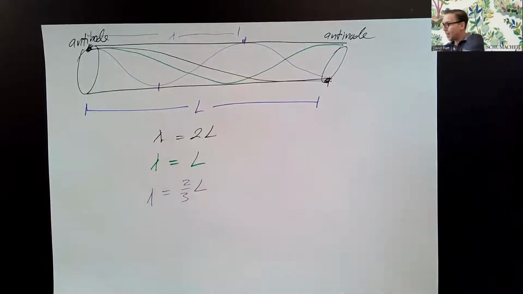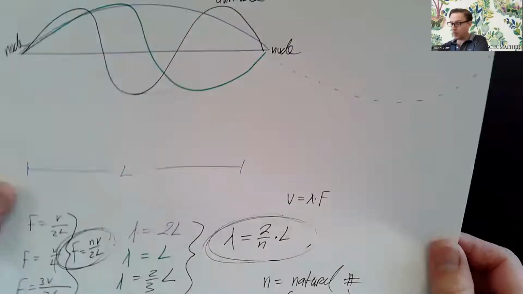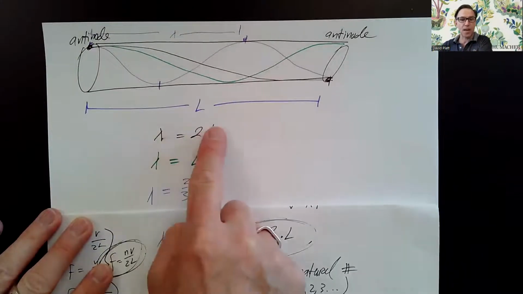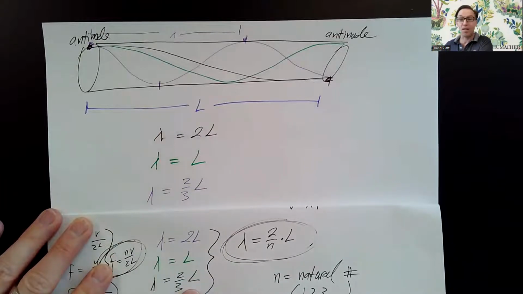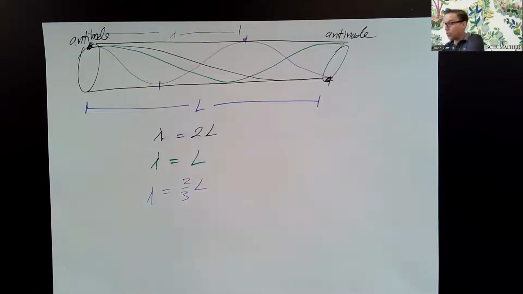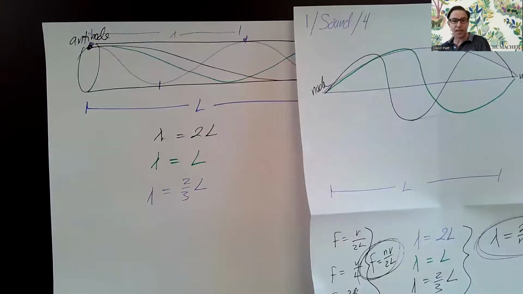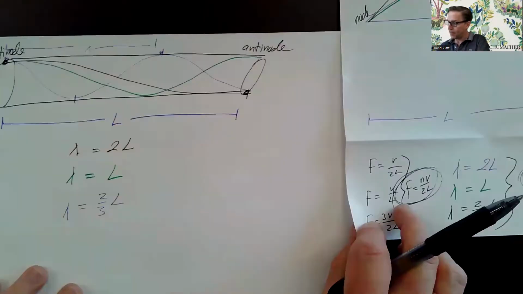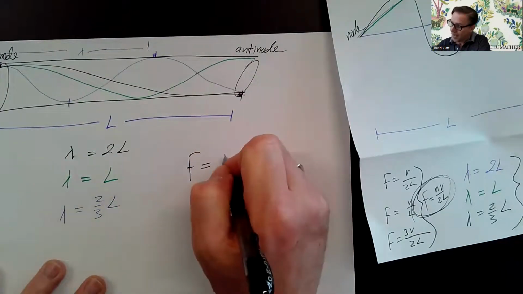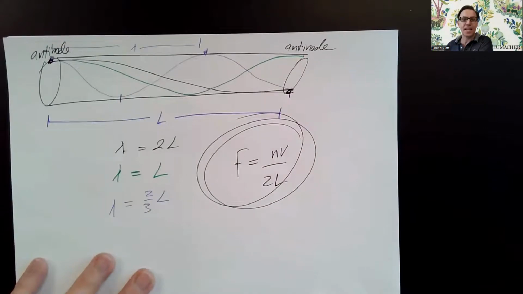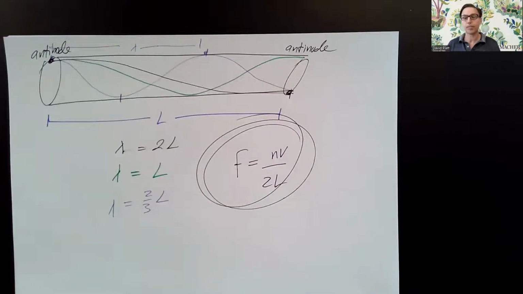So there we go. Now I said, pay attention to this because it might look familiar. Look at that. These wavelengths, 2L, L, and 2/3 L. It's the same equations. So for a string tied at both ends or a pipe open at both ends, I get the same relationships. And therefore, I don't even really have to think about these. I could do the same math and I could find that those frequencies are nv over 2L. The frequencies that fit in there are nv over 2L. Isn't that cool?